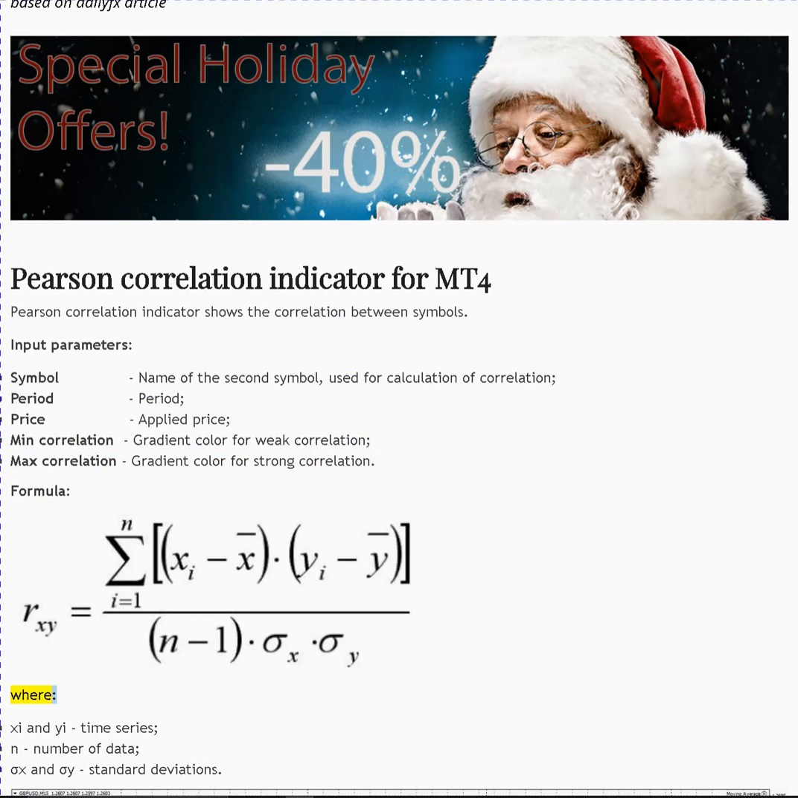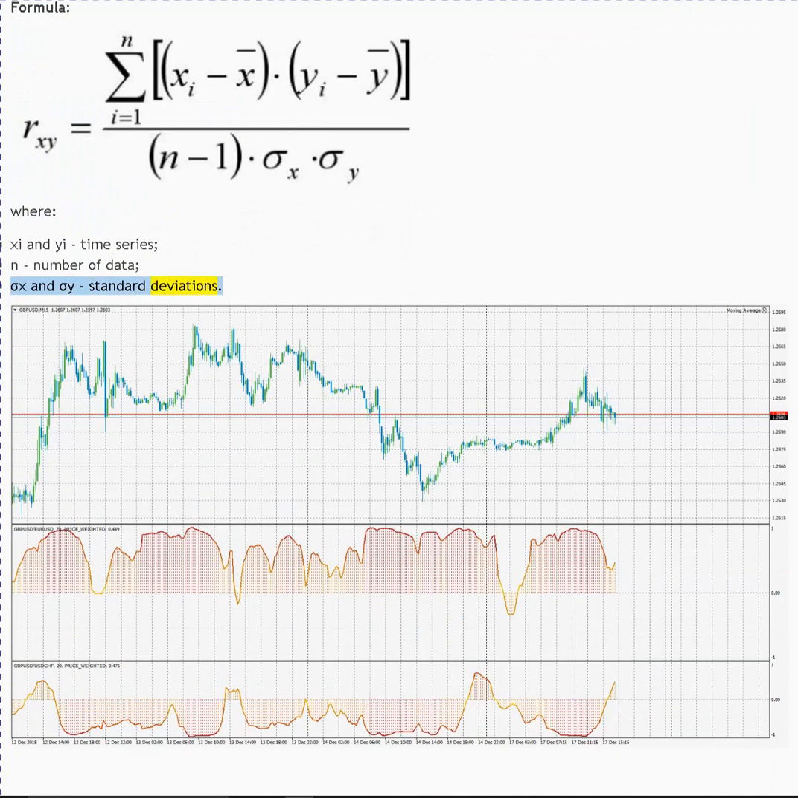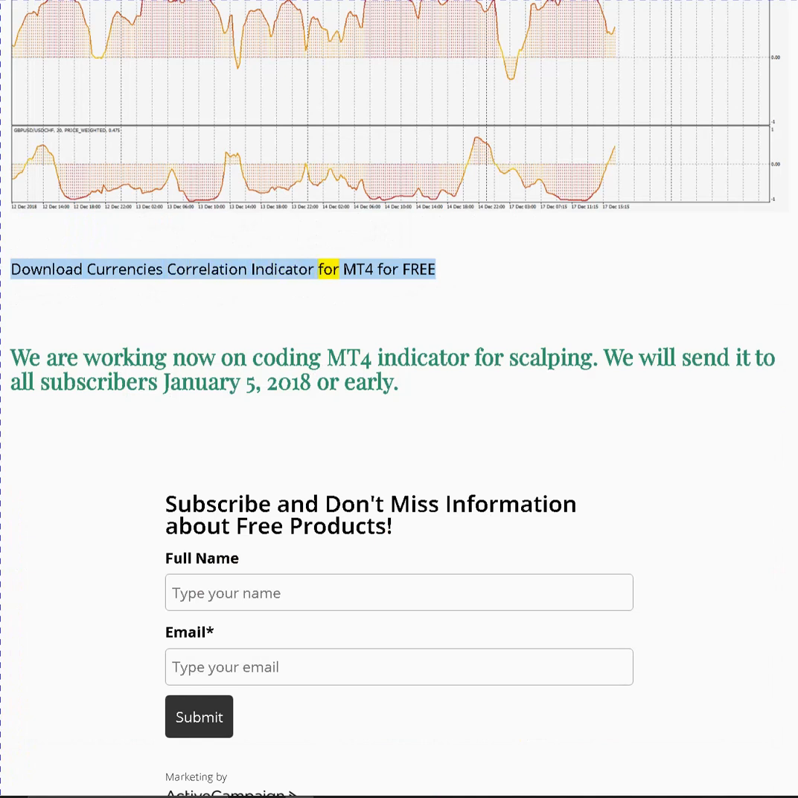Formula. Where X and Y are time series, N is the number of data, and σx and σy are the standard deviations. Download the currencies correlation indicator for MT4 for free.